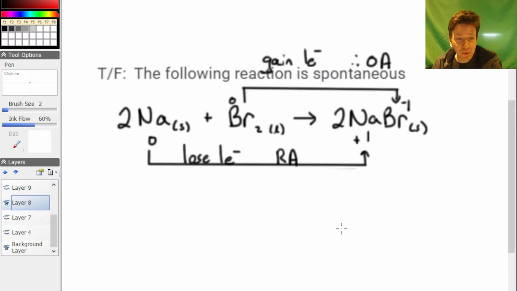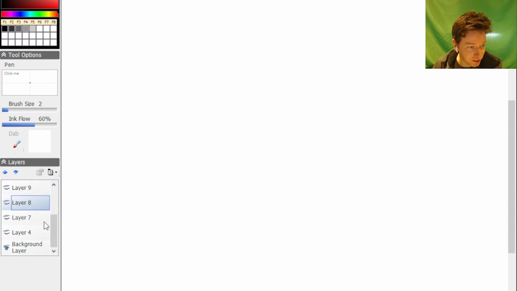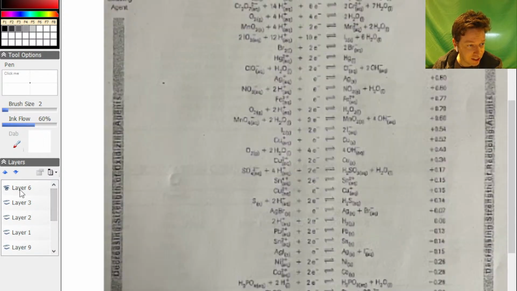Now, to determine whether or not the reaction is spontaneous, you need to look at a chart of the relative strengths of reducing and oxidizing agents. You can probably find one online. I'll show you one in a minute. But if your oxidizing agent is above your reducing agent on your chart for relative strengths, then it is spontaneous. So let's look up these ones. So let's close this. And here we go. So this is the one I give my students.